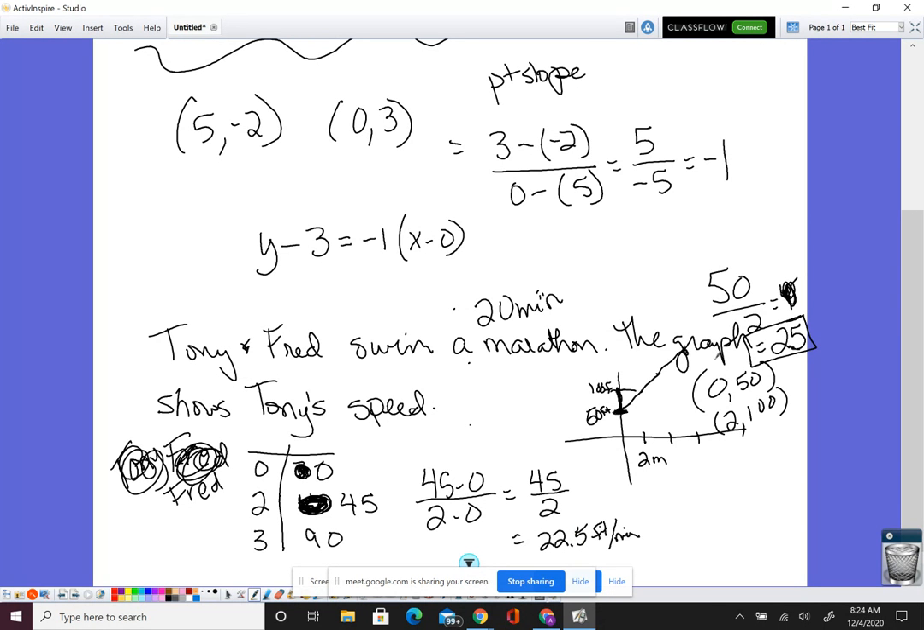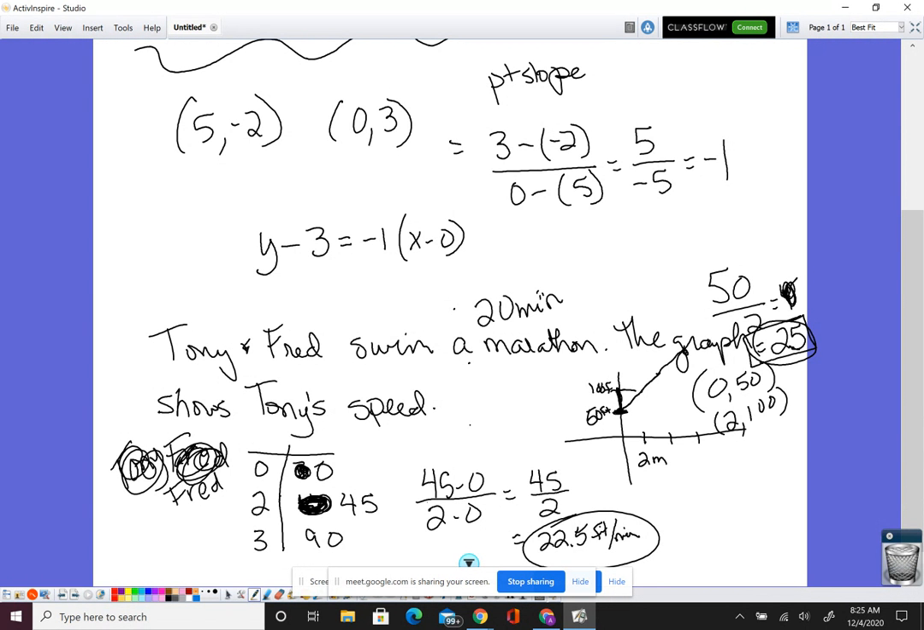So Fred would never be able to catch up to Tony. They keep getting further and further apart. Does that make sense? Or am I just messing around with you guys and getting you completely confused? That makes sense to me. So by comparing the slopes, we can tell some things about what's happening there.